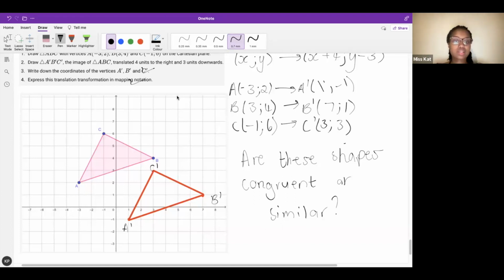Because guys, we literally just moved the points, right? All the sides are exactly the same shape and they're exactly the same size. And the area is exactly the same. Everything is exactly the same. So these two shapes are in fact congruent. They are the exact same shape. All we did was move the shape from one point to another. Okay, so that concludes our lesson.